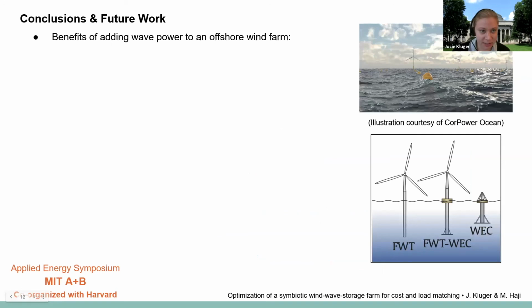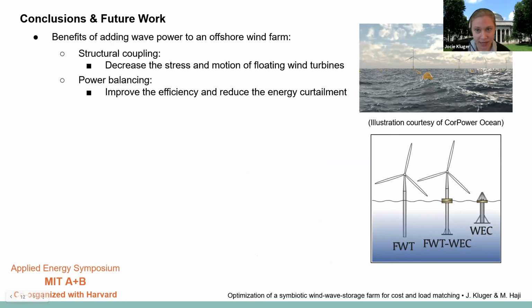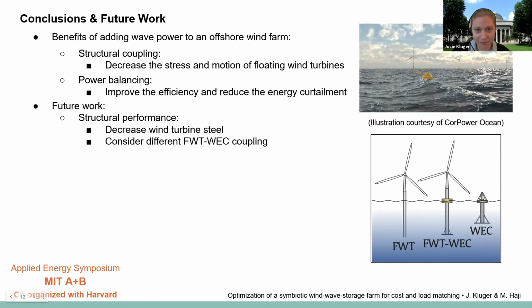To summarize this presentation, we can make several conclusions about wave power. On the structural side, attaching wave energy converters can decrease the stress and motion of floating wind turbines, which improves their cost efficiency while providing additional power from the offshore machine. On the power flow side, we see that adding wave power improves the farm efficiency and reduces the energy curtailment.